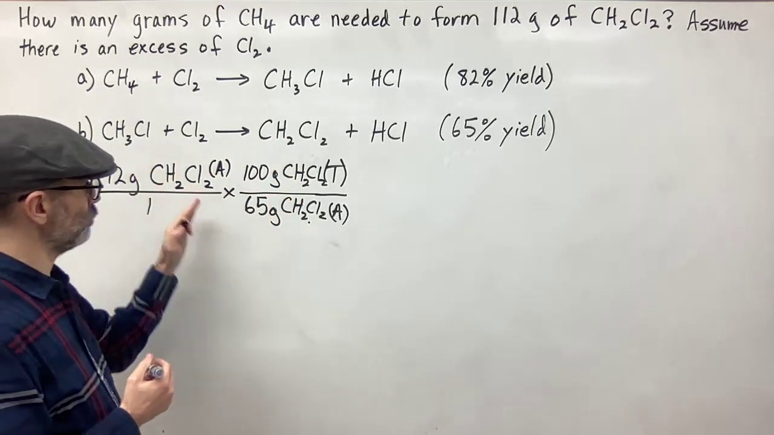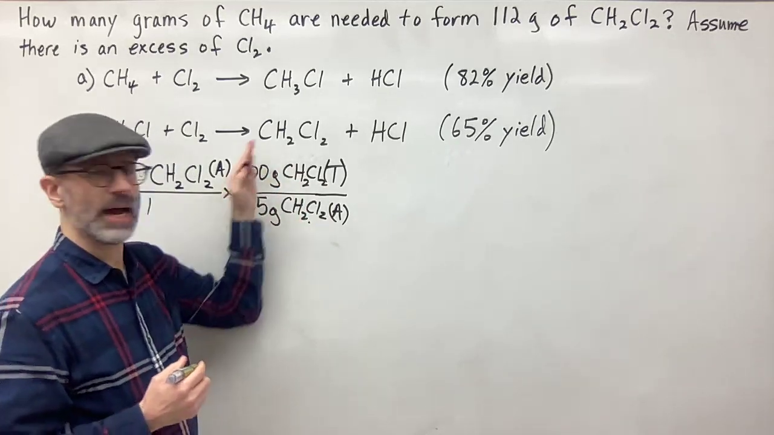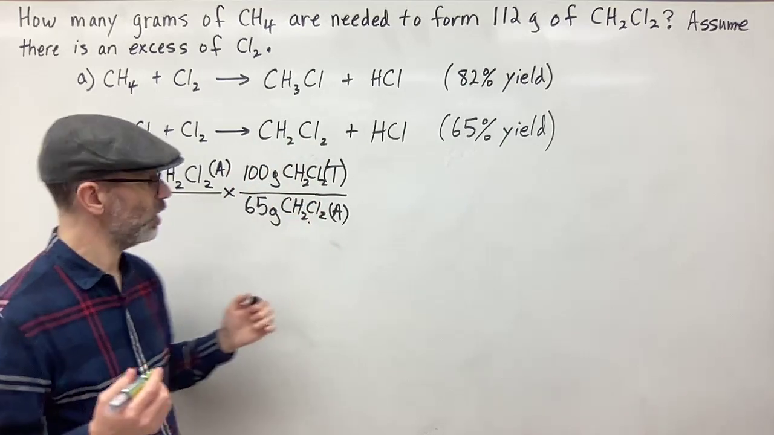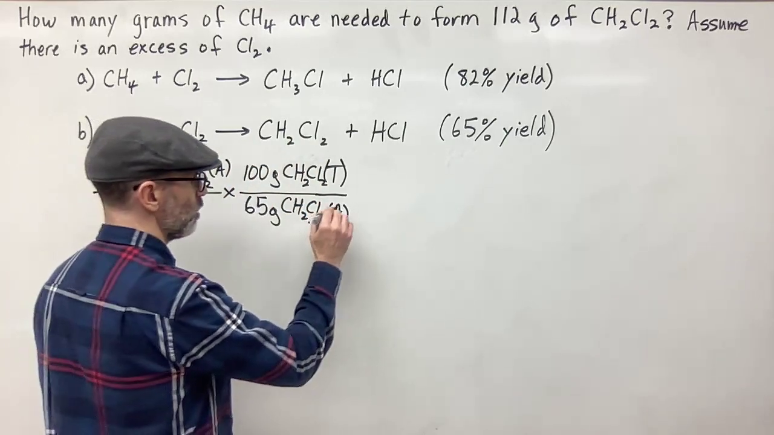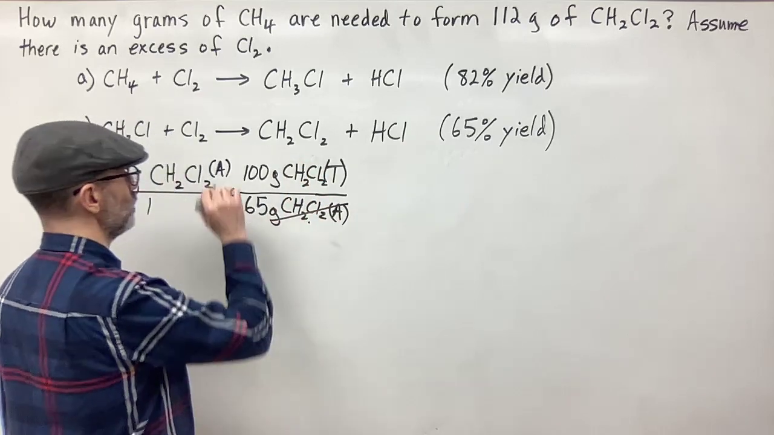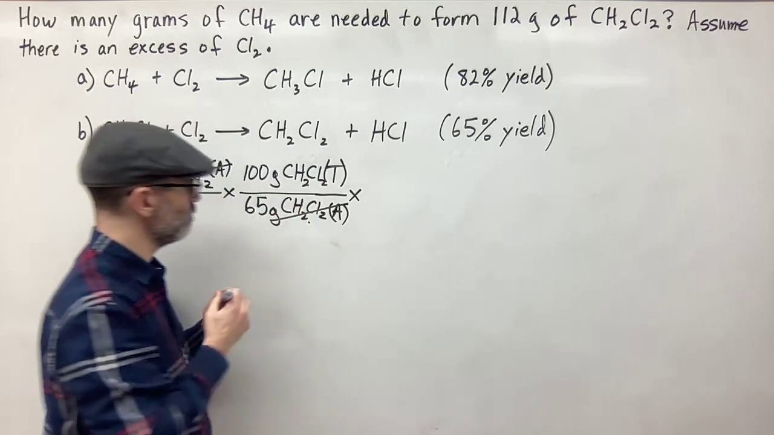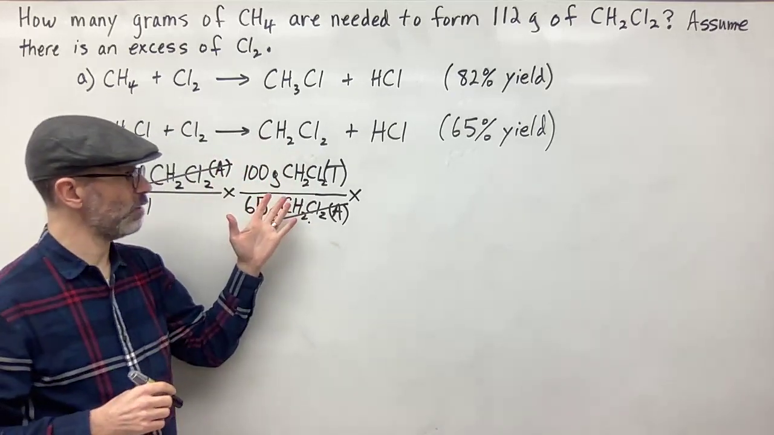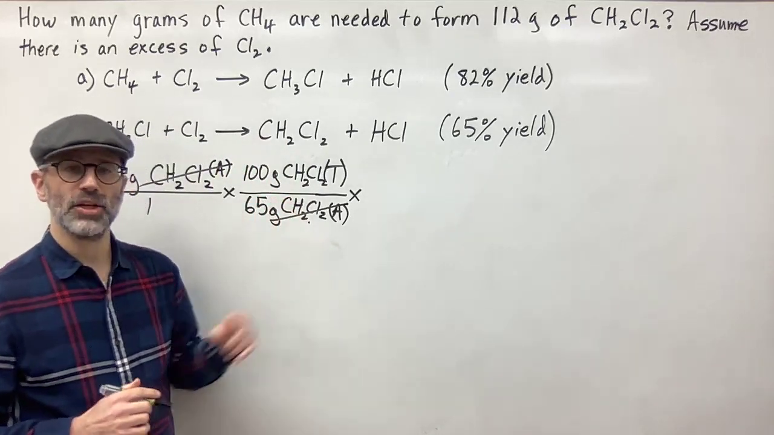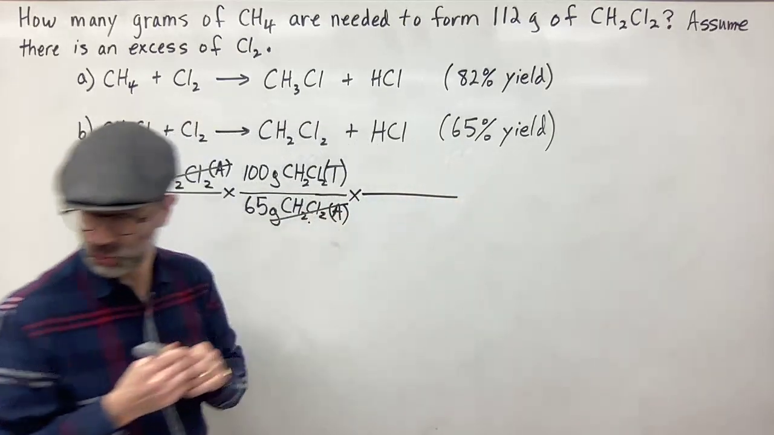So since this is actual, I have 65 grams of the actual on top, and then I have the 100 grams of the theoretical on the bottom. So here on the bottom I have actual, on the top I have theoretical. So grams of the actual is going to cancel out, and now I have grams of the theoretical. Now I can use the molar mass. So I'm going to convert this to moles.